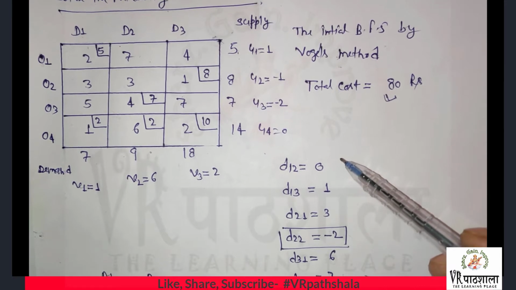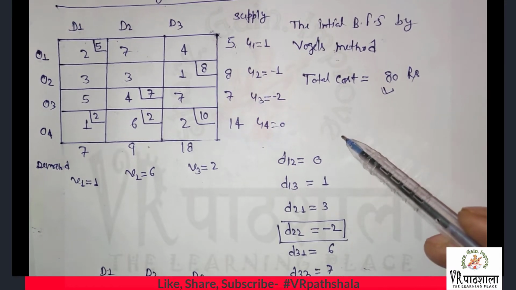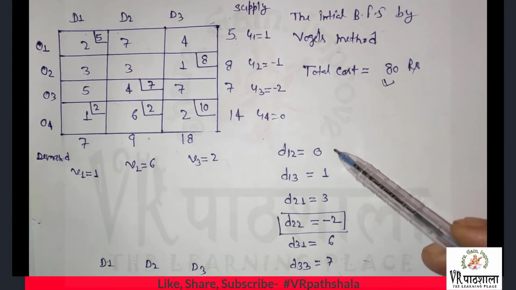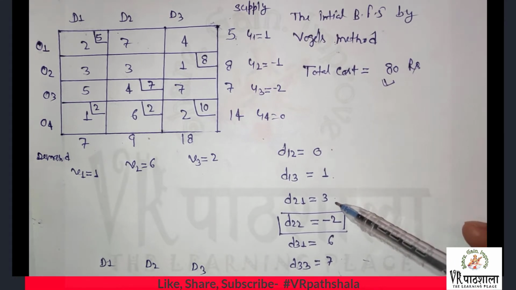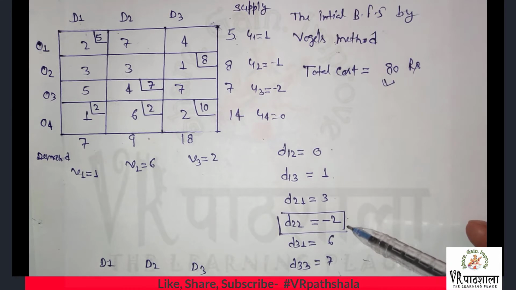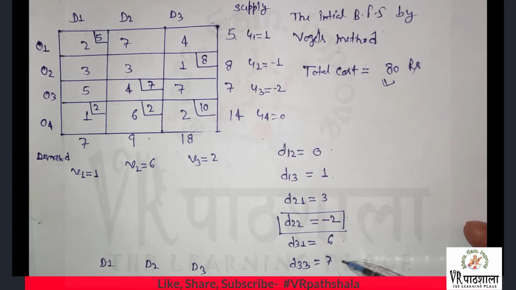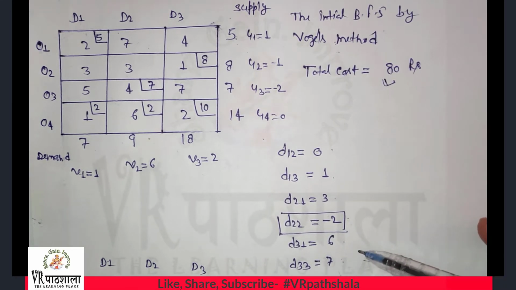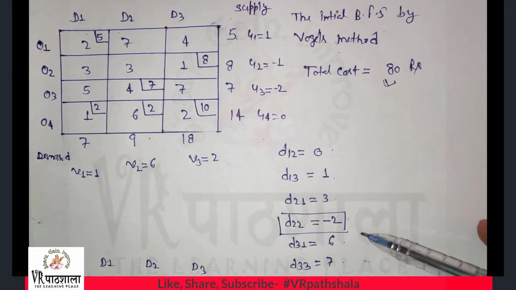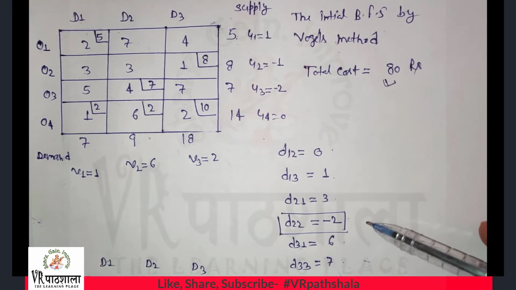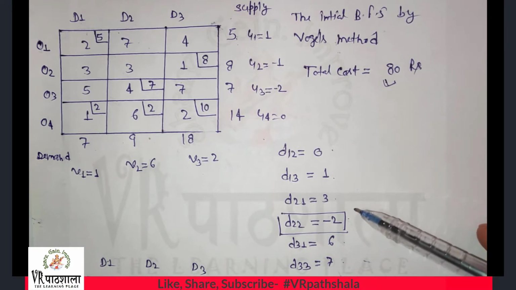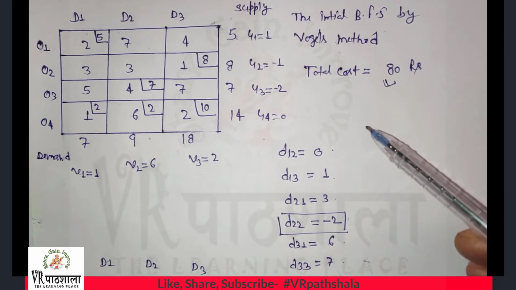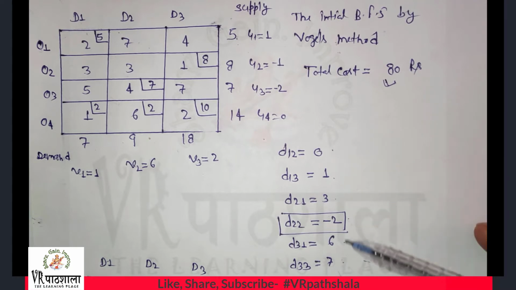So here the net evaluations for unoccupied cells are D12 equal to 0, D13 equal to 1, D21 equal to 3, D22 equal to -2, D31 equal to 6 and D33 equal to 7. In the previous video, the method for finding Dij was discussed, so please see my previous video. So now the Dij are given.